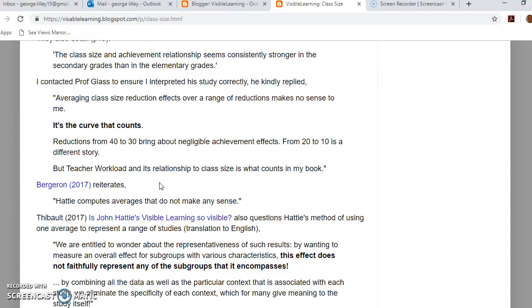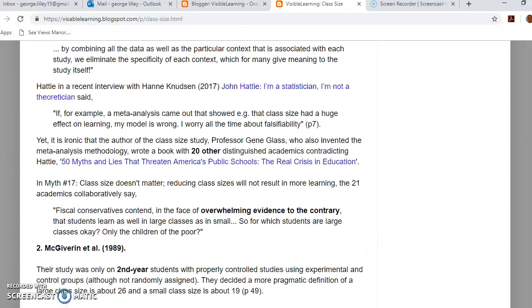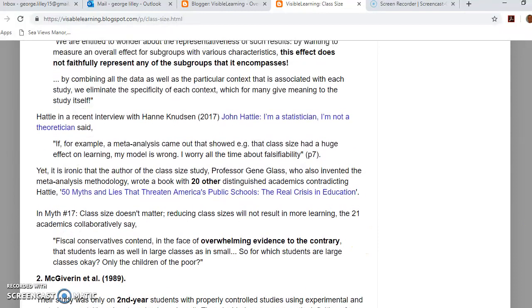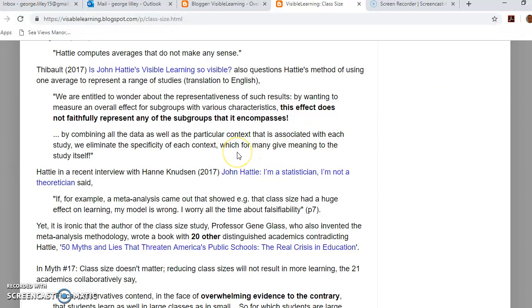There's a whole range of people that talk about or criticize Hattie's averaging. I've just referenced two here. Bergeron is a stats professor from Canada, who says that Hattie computes averages that do not make any sense. Thibault is a mathematics researcher. He says the same thing but takes it further, saying that the averaging Hattie does means that he misses the complexity of the study, or the story of the study.